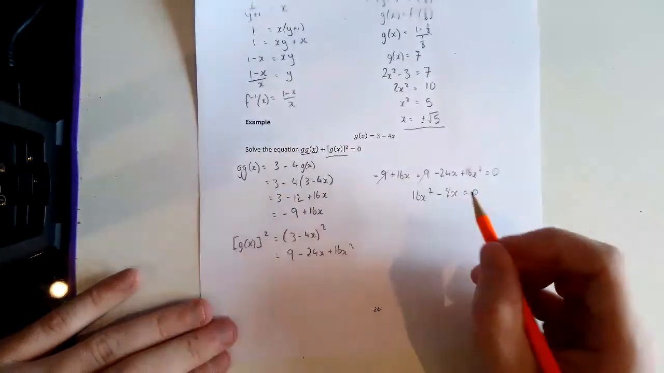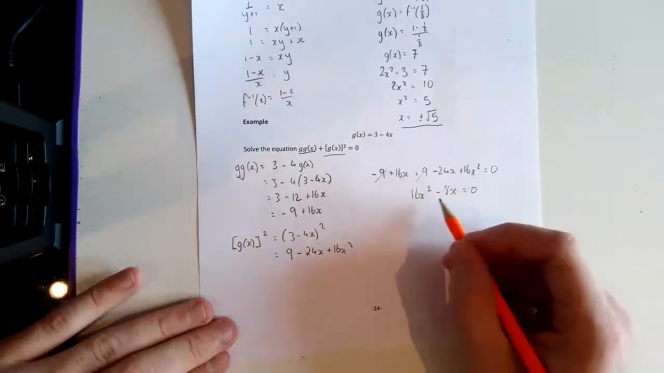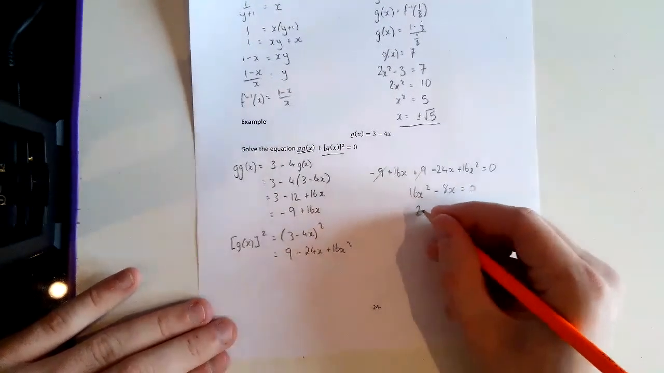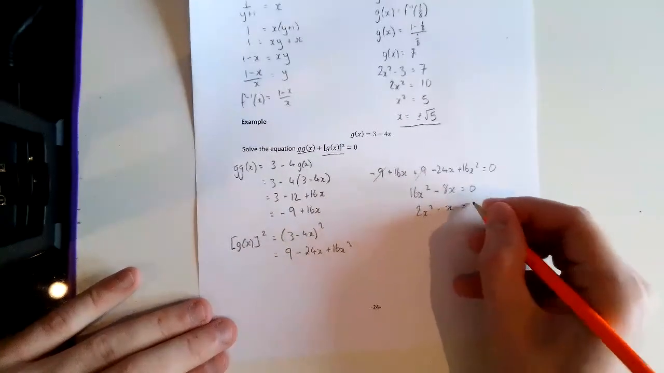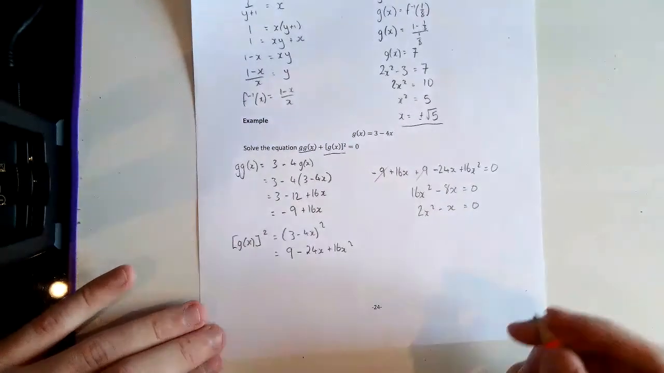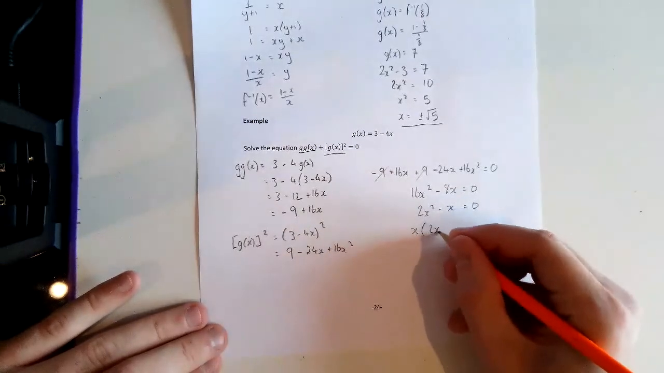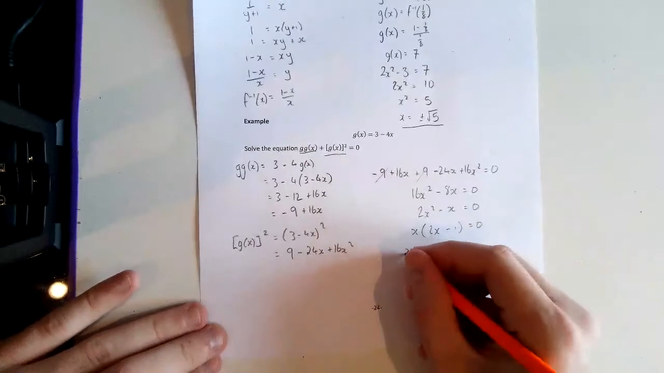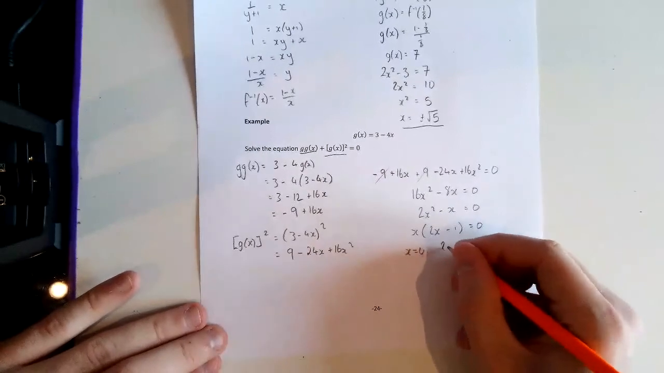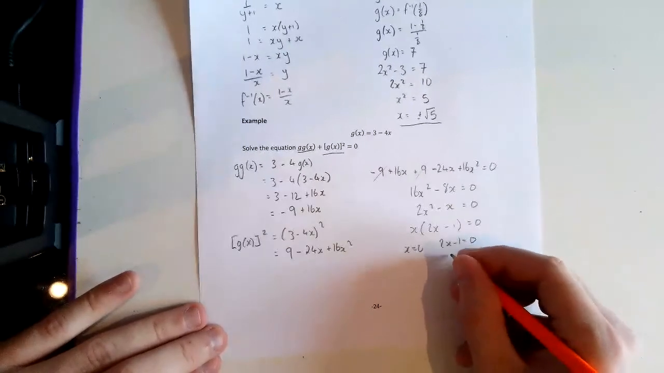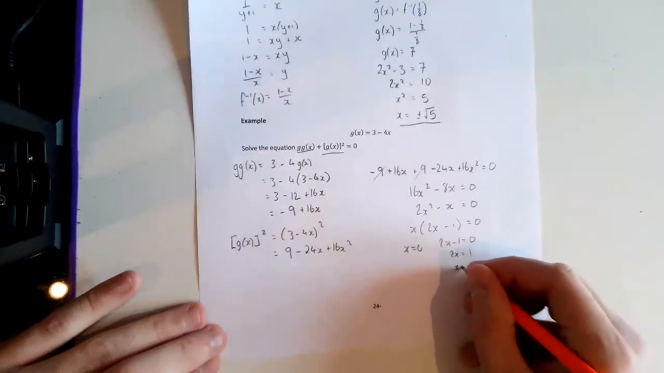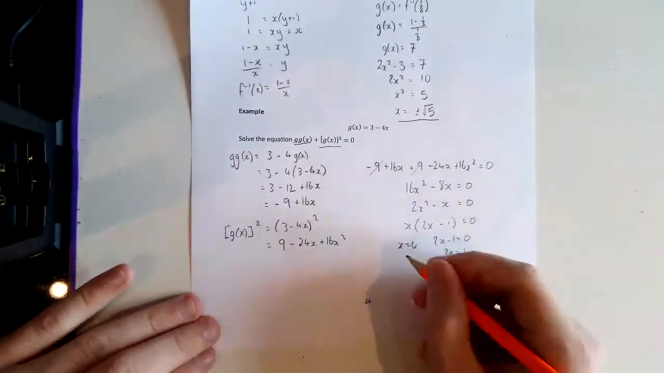I can divide both sides by 8 because it's an equation. So I get 2x squared minus x equals 0. And solve that however you like. The easiest way would be factorize out an x. So I get x times 2x minus 1. So I get x equals 0 from there. 2x minus 1 equals 0. 2x equals 1. So x equals a half. So my 2 answers.